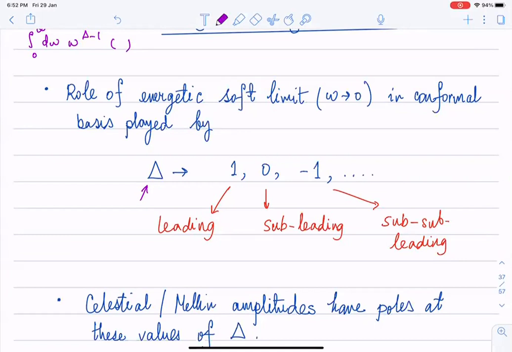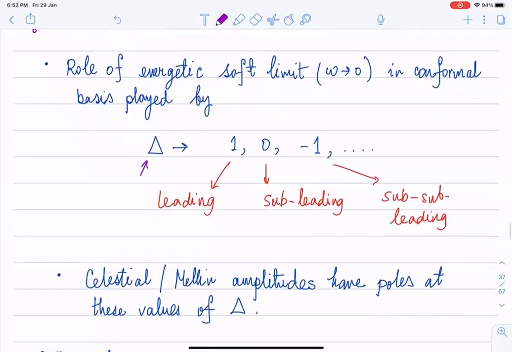In that case it turns out that specific integer values of delta are sort of the analog of the soft limits. So as I will show in a brief moment, for example, if you take the delta going to one limit within a Mellin amplitude, then from that you get what is known as the leading conformal soft limit. If you take delta going to 0, that will be termed as the subleading conformal soft limit, and so on and so forth.